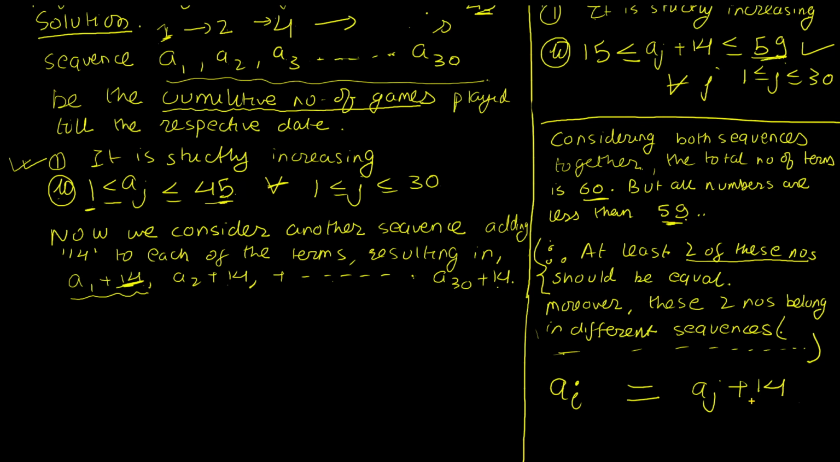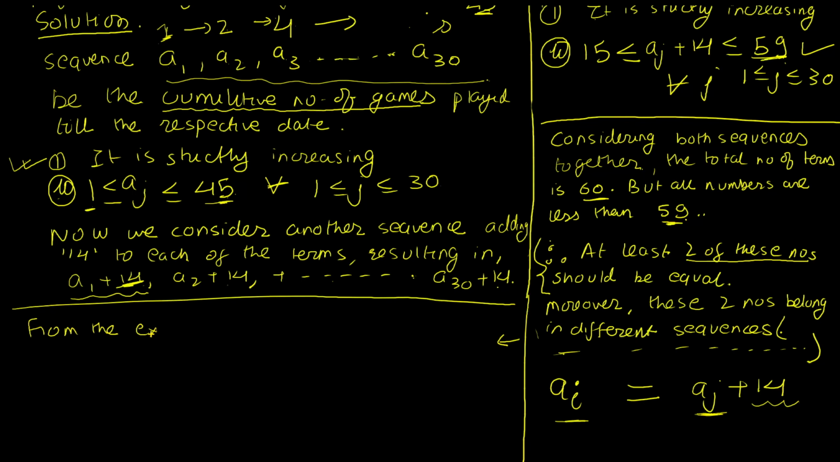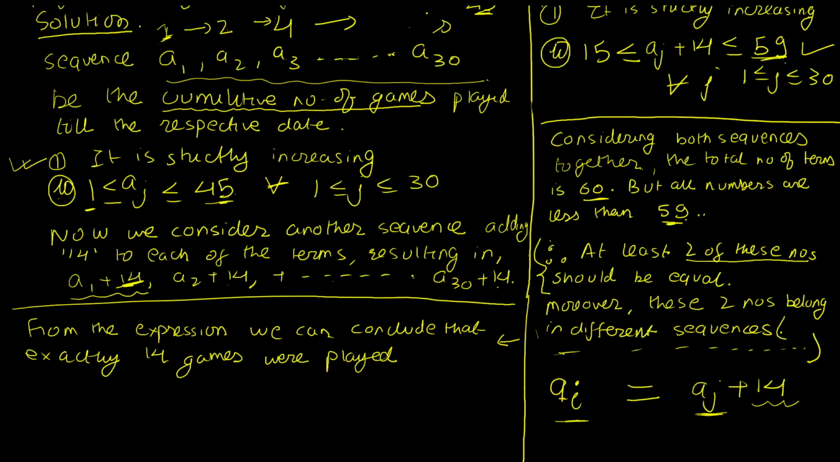And what does this really mean? When we reached the ith day, the number of games played was 14 more than the number of games played on the jth day. So from the expression, we can conclude that exactly 14 games were played between the ith and the jth day.